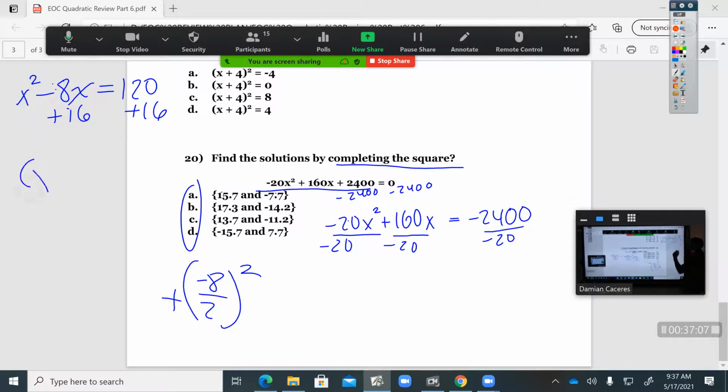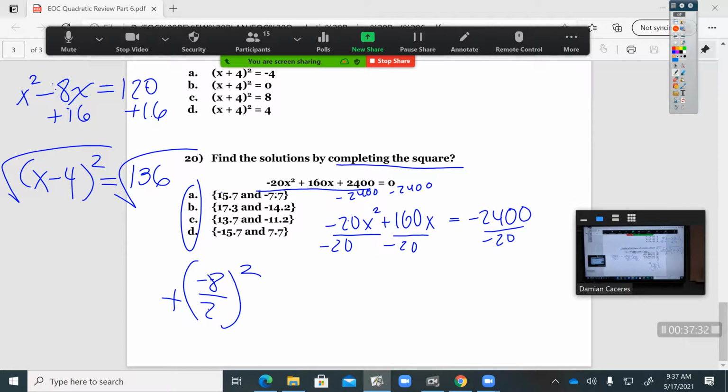The left side becomes something like this. Negative 8 divided by 2 is negative 4. That's always what goes in there, so you don't have to factor it yourself. Just put that number in there. And then 120 plus 16 is 136.